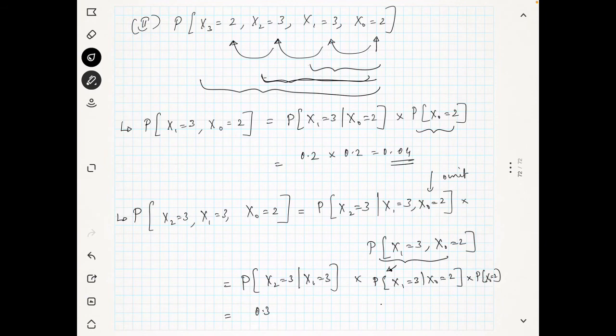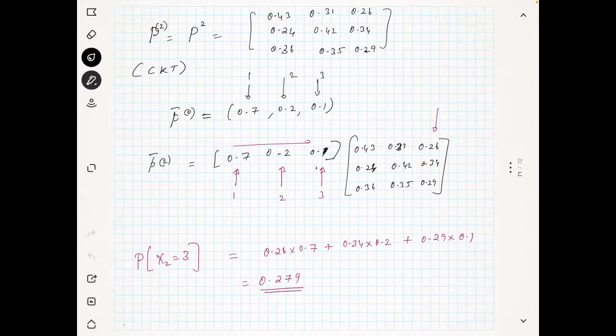0.3 multiplied with, we have already seen this one, x1 is equal to 3 and x0 is equal to 2, where we have already seen the value was 0.04, multiplied with x0 is equal to 2. Sorry, not this one, this is the x0. So the probability that x0 is equal to 2 is 0.2, right? Am I correct? I hope so.